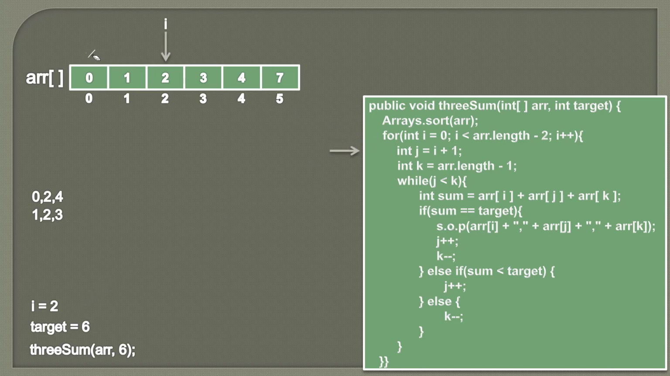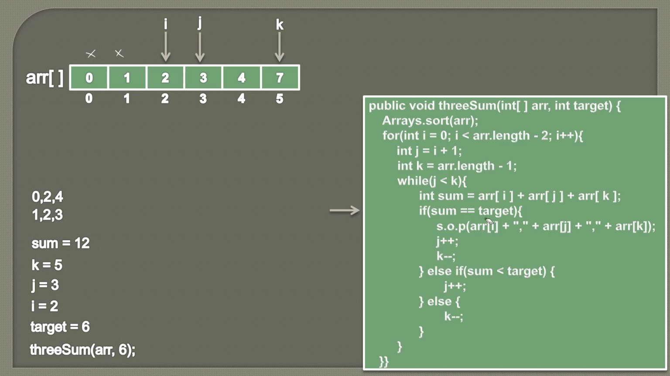We have used up these elements. So our jth pointer will become i plus 1, which will start from third index. And k will start from the last index. J is less than k. We will take the sum of these three indices at their respective array positions. 2 plus 3 plus 7 will give sum as 12.